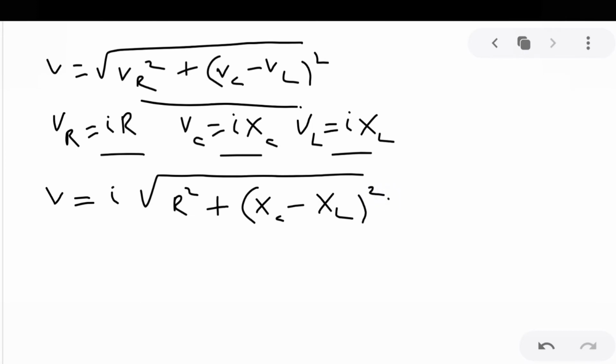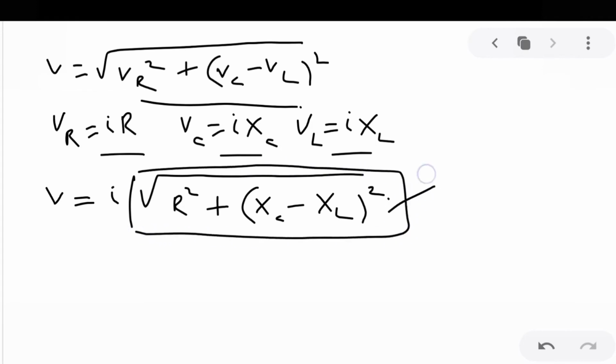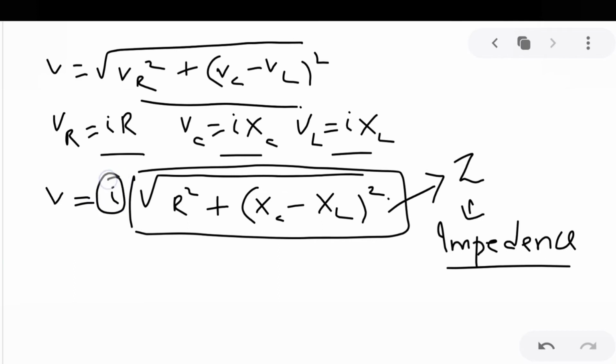Now this quantity under the square root can be replaced by the symbol Z. This is called impedance. Voltage is equal to current times impedance. So this impedance is the opposition offered by this LCR circuit to the flow of alternating current. The general definition is that impedance is the opposition offered by any electrical device to an alternating current, such that V is equal to I into Z.